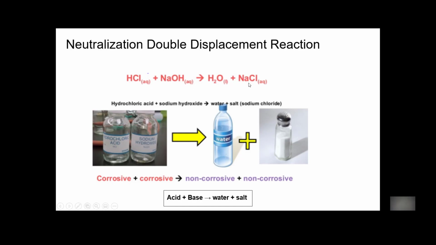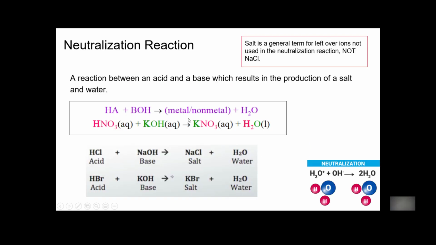But salt does not necessarily mean NaCl. What it means is the leftover ions that were not included in the water. It's just a generic term. So let's go on to the next page. You can see here there are some acids and there are some bases. And the salt is a metal and a non-metal, so the potassium nitrate, and the water is produced. So you see you have an acid, a base, it's a neutralization reaction. That's where the neutral comes from because it produces water, and the leftover salts.